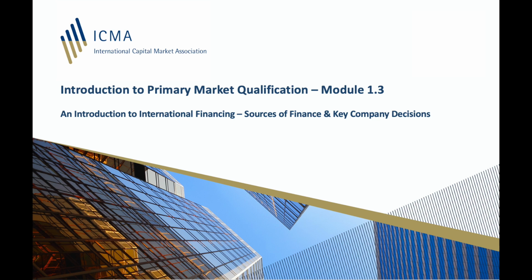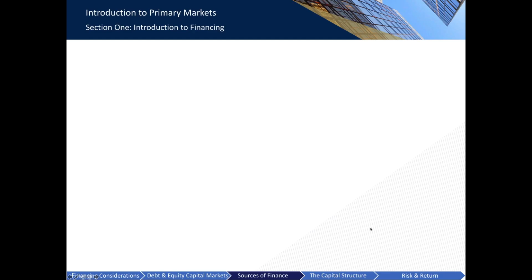Welcome to Module 3, Section 1 of Introduction to Primary Markets. In Modules 1 and 2 of this section, we discussed the capital market function and the fundamentals of debt and equity products. In this module, we will consider the sources of finance available to a borrower and the key decisions that it needs to make when assessing its financial options.